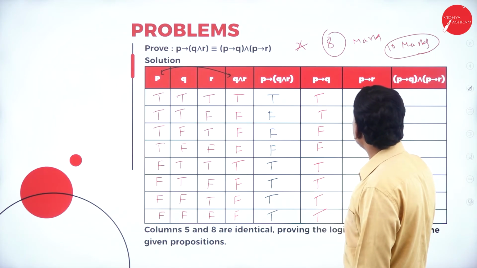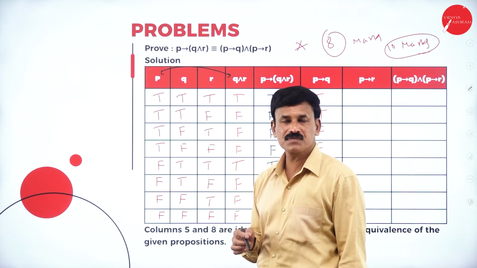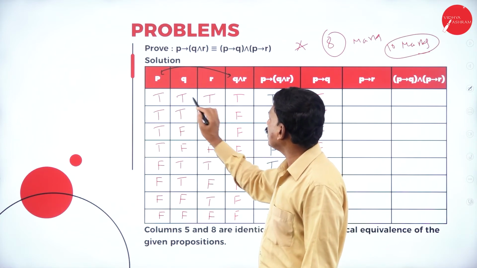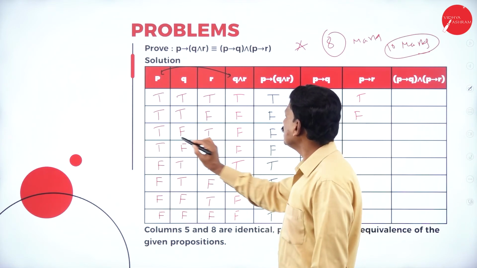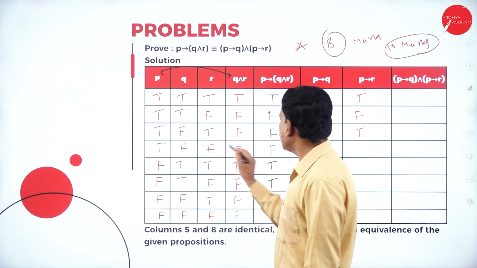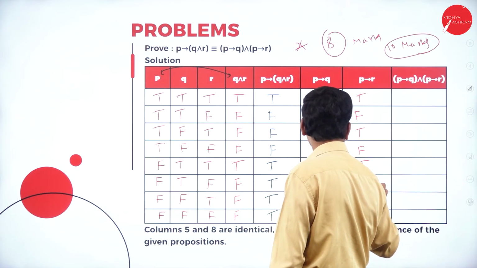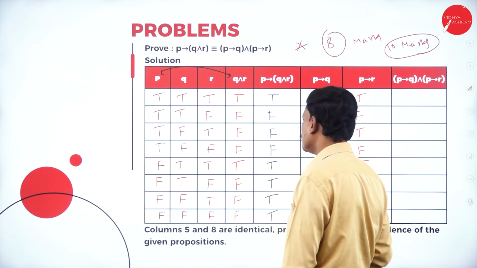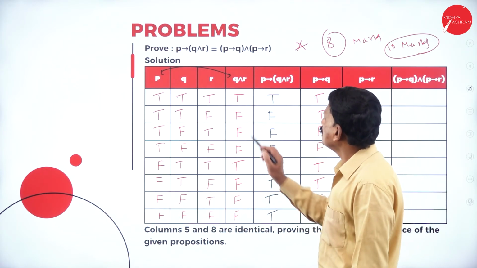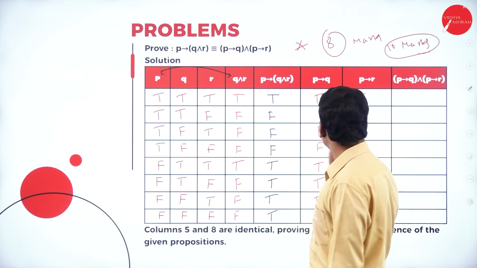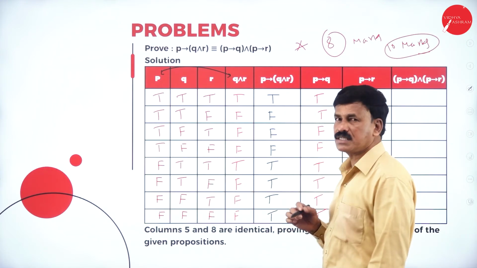Now, the conditional between P and R. As you know, the conditional true and false is false; in all other cases, it is true. So, for P and R, T and T is T. T and F is F. Again, T and T is T. T and F is F. F and T is T. F and F is also true, in the remaining cases too. So, T and T is T, T and F is F, again T and T is T, again T and F is F, and all other cases are true. That's it.